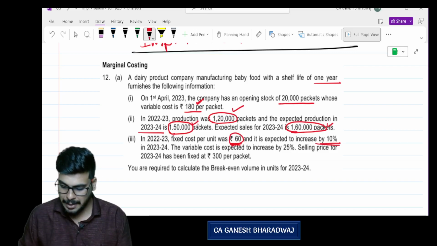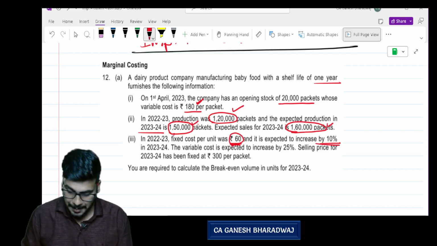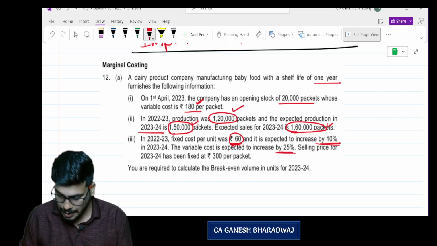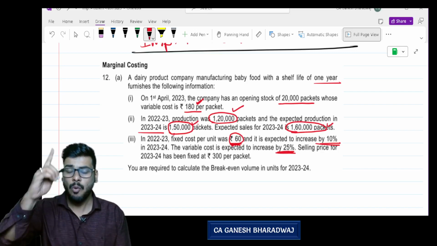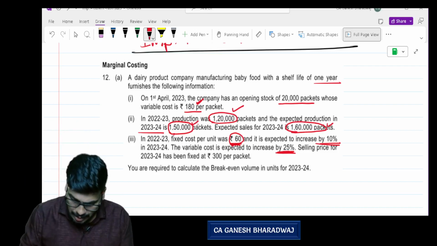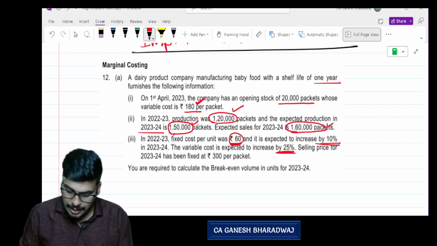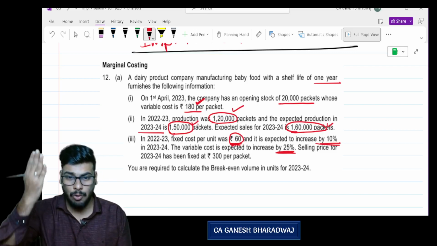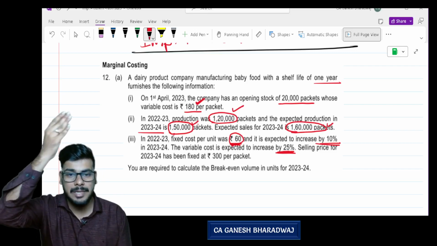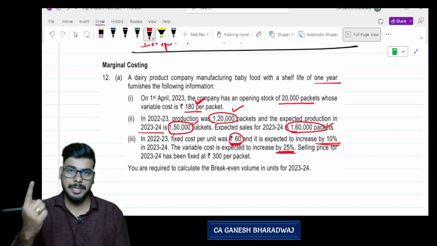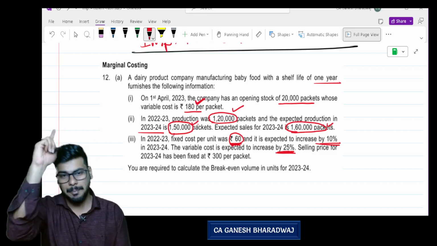This year it is expected to increase by 10%. Then the variable cost for this year is expected to increase by 25%, which means what was the variable cost in the previous year? The variable cost per unit in the previous year is 180. Sir, this is the variable cost for the opening stock. No, sir, opening stock is nothing but the previous year production unsold only, correct? So technically this 180 rupees is the variable cost pertaining to the previous year, correct?